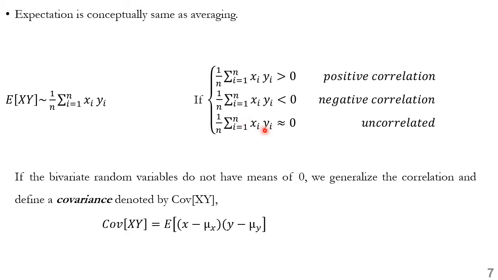Now we have three types of correlation: positive, negative, and uncorrelation. If the value of 1/n summation of i varying from 1 to n of x_i y_i, that is, the expectation of XY, is greater than 0, then we call it positive correlation. If it is less than 0, it is called negative correlation. If it is almost equal to 0, then we call it uncorrelation. If the bivariate random variables do not have means of zero, we generalize the correlation and define a covariance, a very important term here. It is denoted by covariance of XY, which is the expectation of (X minus mu_x) and (Y minus mu_y).